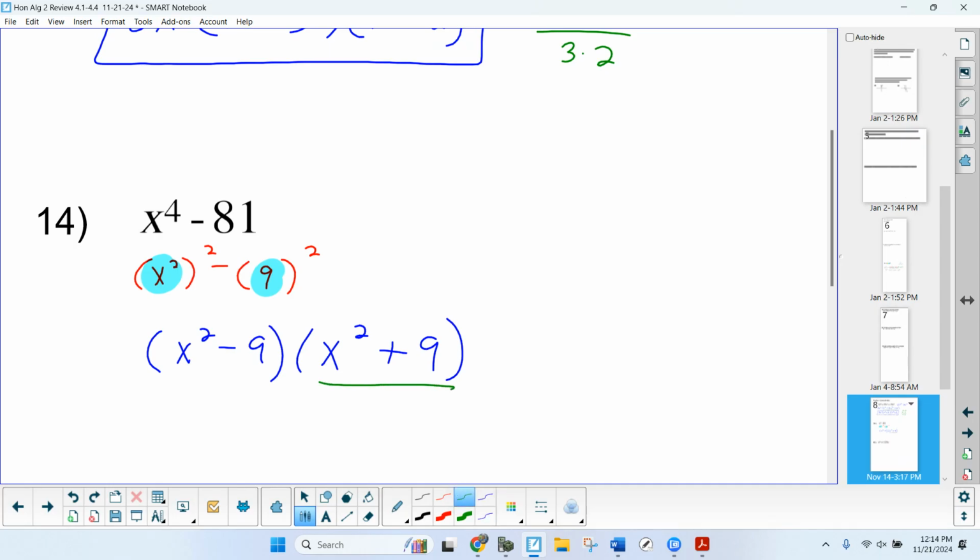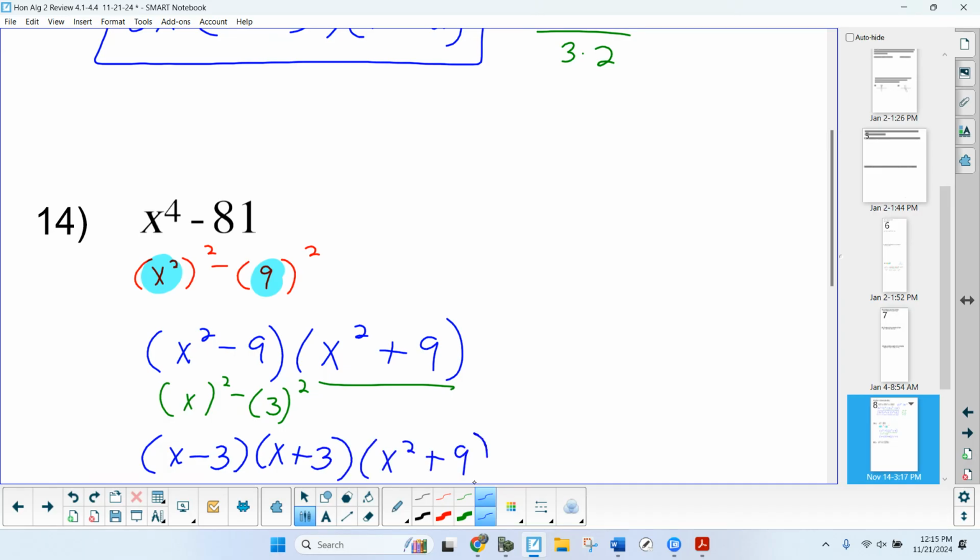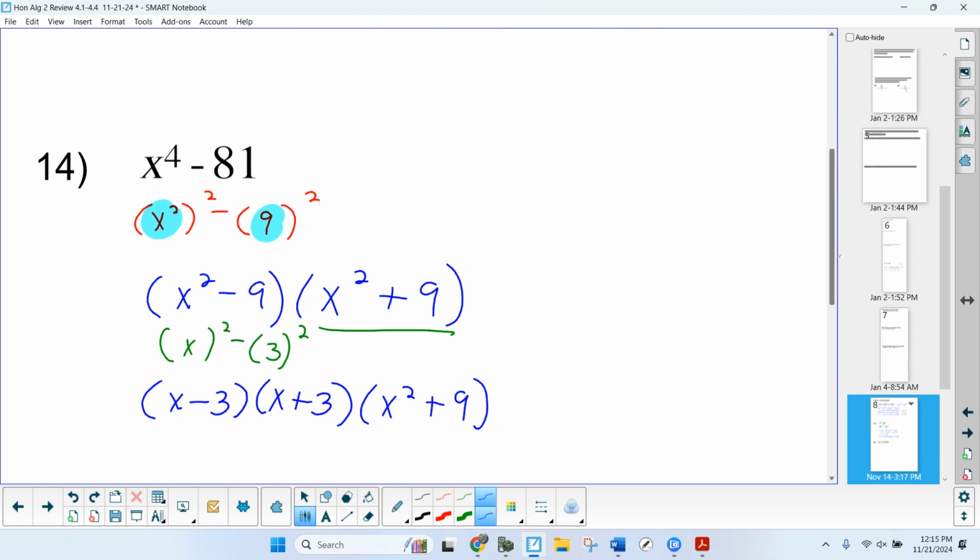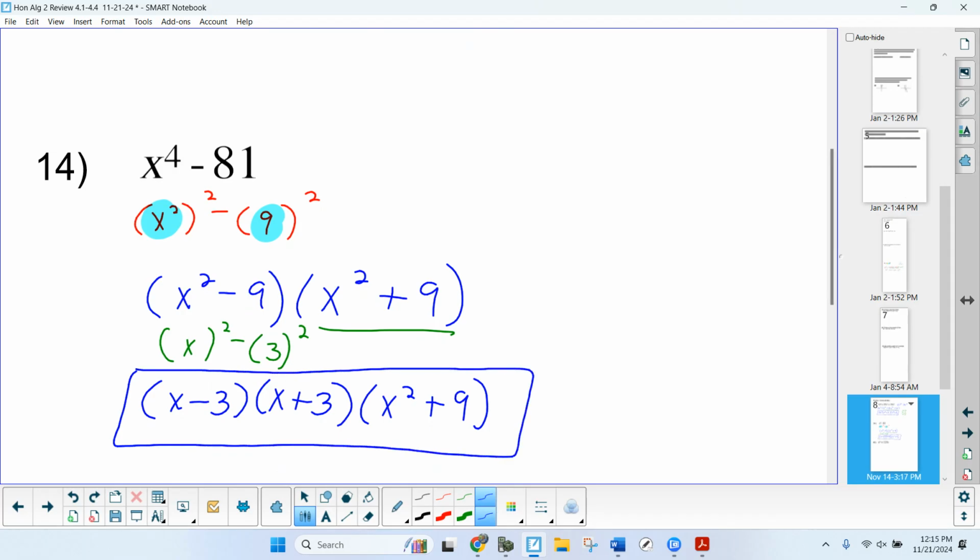The one I just underlined? Because it's a sum of squares. But Natalie, this one is a difference of two more what? This is what squared and what squared? x squared and 3 squared. So what does that factor into? x minus 3, x plus 3. And then don't forget to bring down the x squared plus 9. You cannot factor that one because it's a sum of squares. Now, are we done? Yes, the first two are linear. The last one is a sum of squares. Again, it does not matter what order your factors are in.